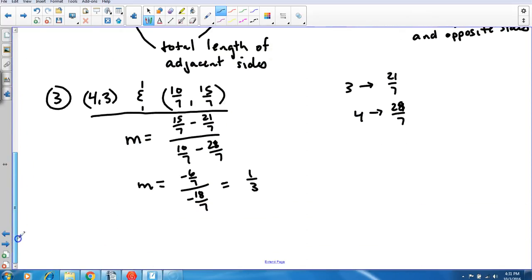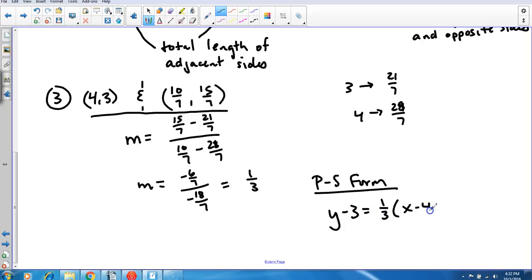So in order to write the equation of this angle bisector, there are a couple different ways. The easiest way, like we talked about a lot in class, is to use the slope. We've got the point and a slope, so point slope form for this angle bisector is going to be y minus 3 equals 1/3 times x minus 4. And we are done.